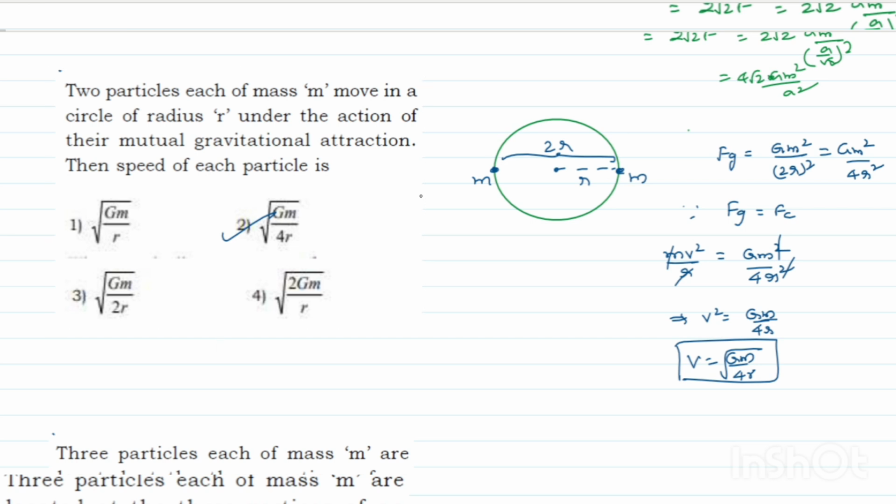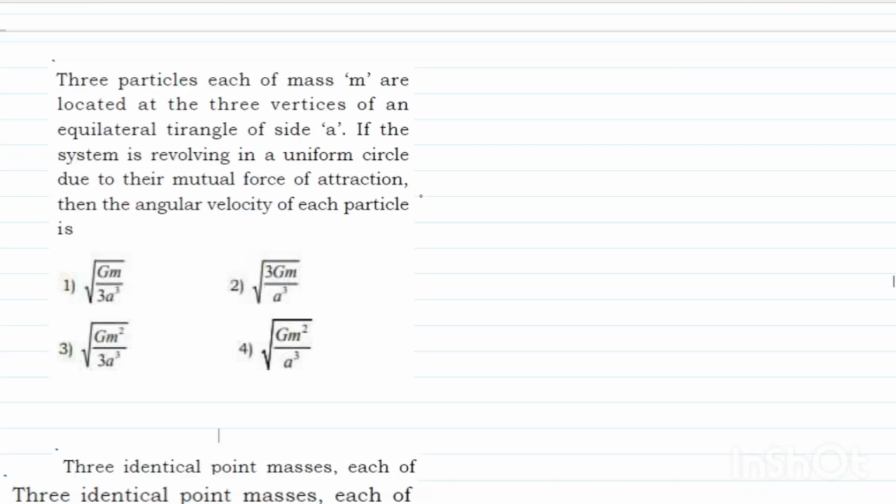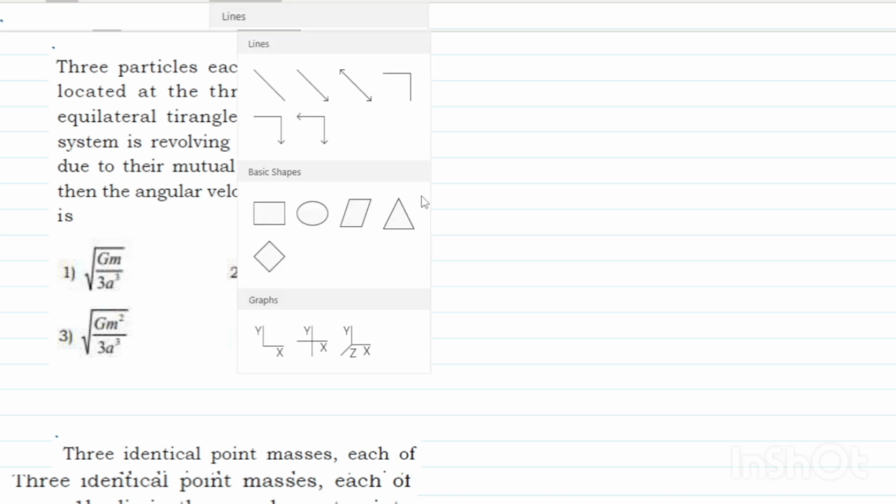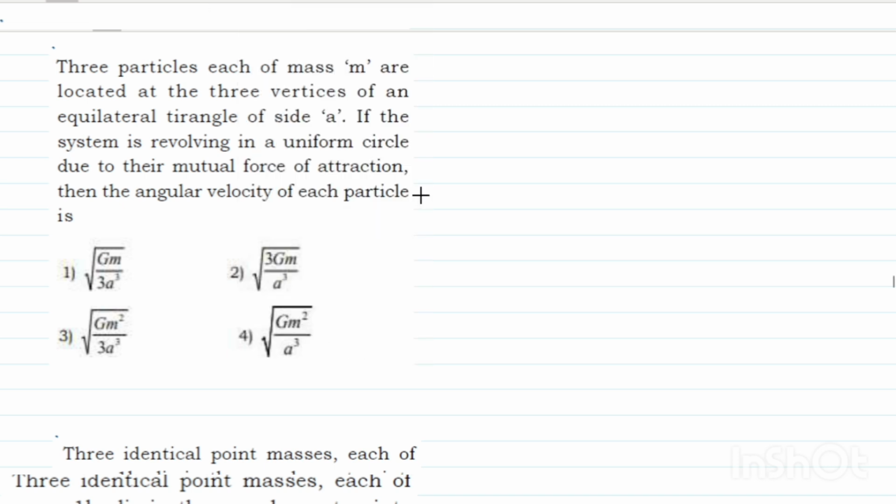So let us see the next question. Three particles each of mass m are located at the three vertices of an equilateral triangle of side a. So here you are keeping three particles, each of mass m, placed at the three vertices of an equilateral triangle of side a. If the system is revolving in a uniform circle due to their mutual force of attraction, the angular velocity of each particle they are asking.